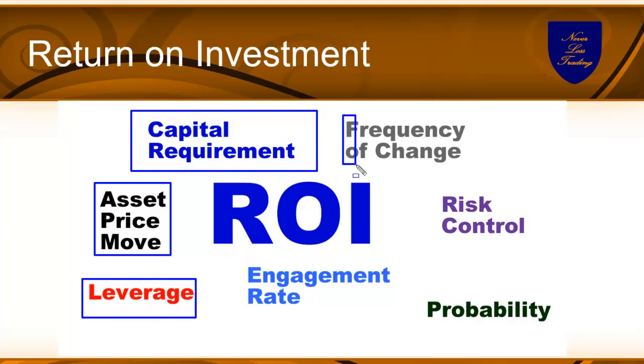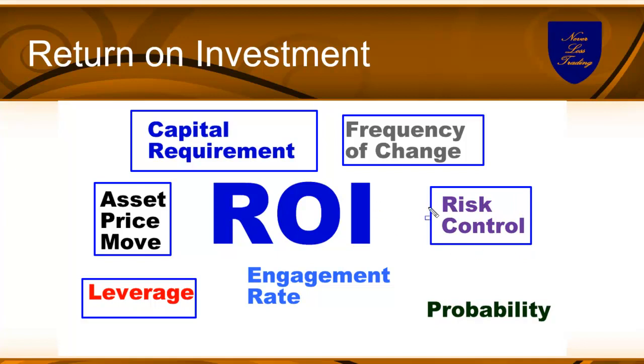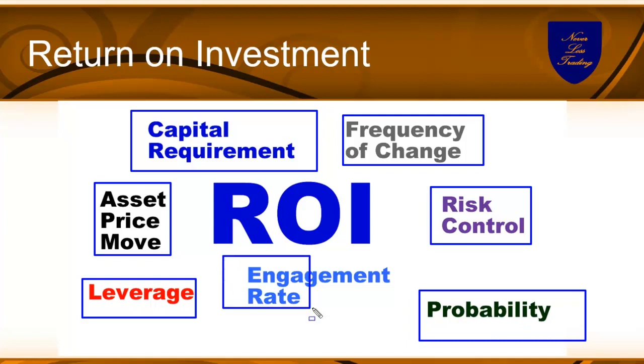The frequency of change is important because it tells you how often you can participate in an opportunity of an asset price move with leverage, and risk control. So how much risk can you accept on every trade to limit your risk and to prevent drawdowns, and that has to do with the probability of the system that you're using and the engagement rate.